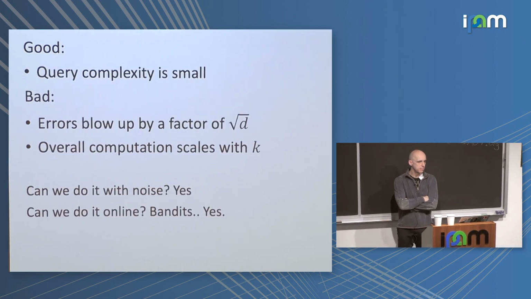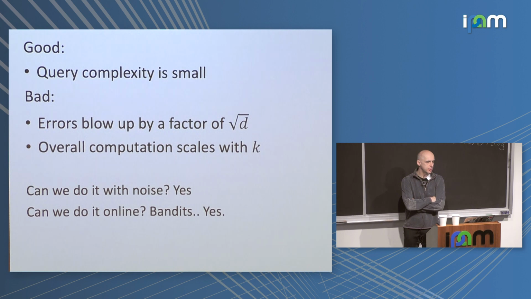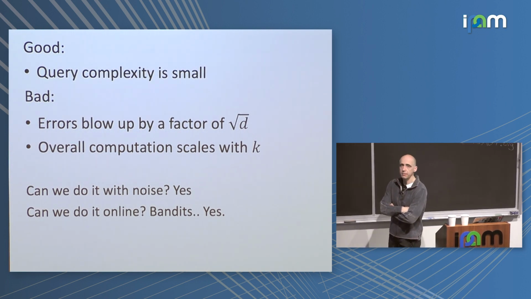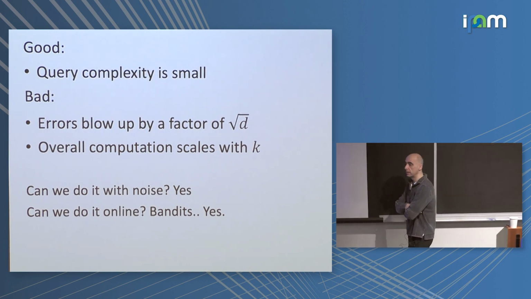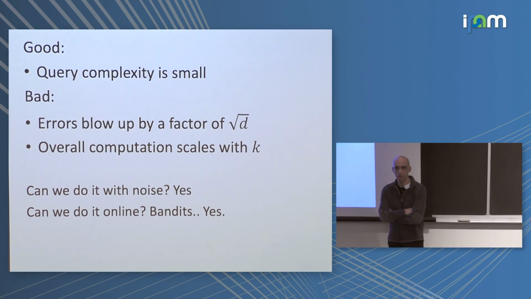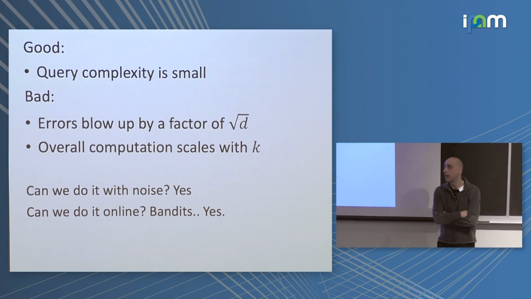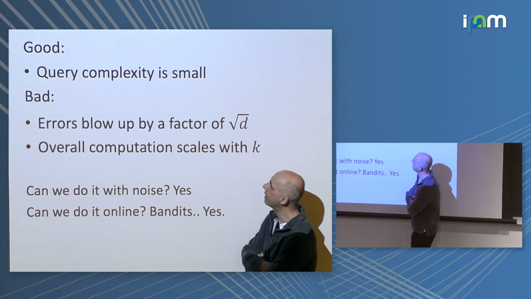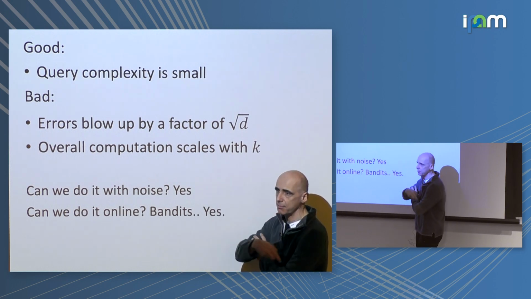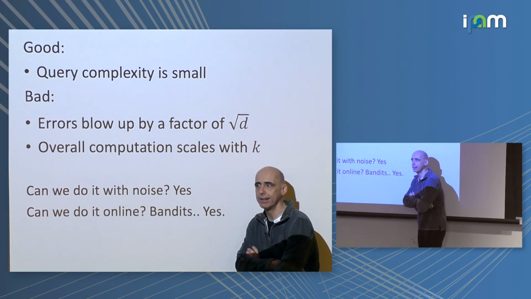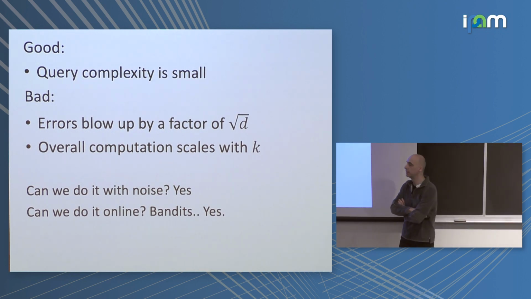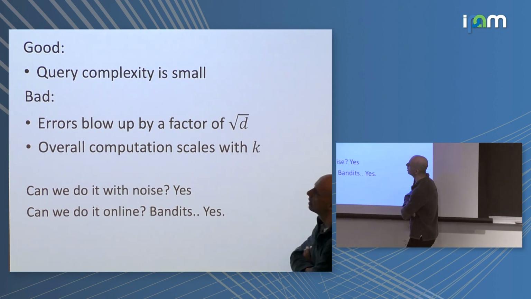So it's a beautiful theorem, and it immediately gives you this result. What's good about this is that the query complexity, how many times you have to ask for rewards, is small. It's linear. Slightly bad is that the error anyways blew up by a factor of square root of d. So you might not really like that. You might think that maybe you could do better. We'll talk about that later.